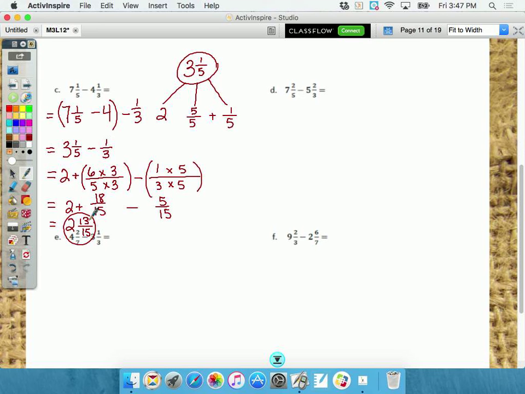Okay, going over to D. We'll use the same strategy. We'll decompose once we subtract our whole numbers. So start by subtracting whole numbers. 7 and 2/5 minus 5 2/3. Move the 2/3 outside the parentheses. Okay, 7 minus 5 is 2. So I have 2 and 2/5 minus 2/3.